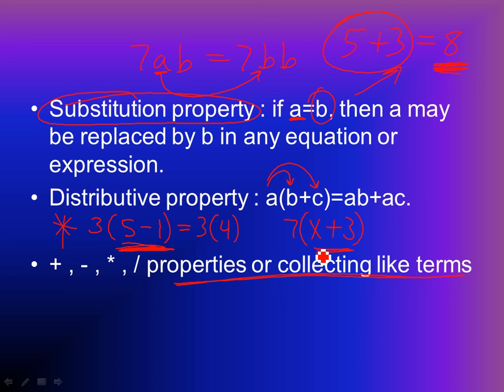Anytime you're just doing addition, subtraction, multiplication, division, or you're just collecting like terms, what you're going to call this is the substitution property. So anytime you're taking out something and putting something else in its place because you did 6 divided by 2, and you put 3 in its place, you're actually using the substitution property.